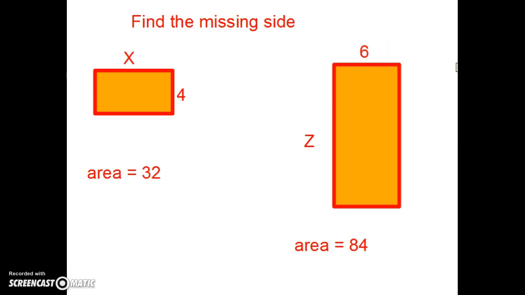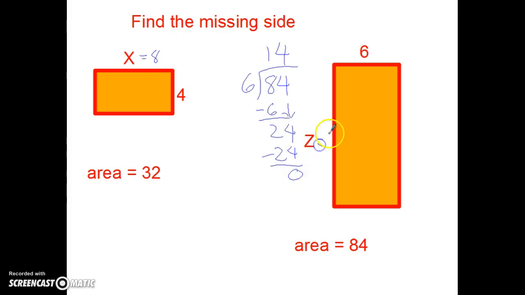Two similar ones for you to try out. 4 times X equals 32, so X has to equal 8. Over here, Z times 6 equals 84. Which means I may have to actually do some work here and go, oh, 84 divided by 6 then. And there's 4 6s in 24. Nothing left over. Oh, so Z equals 14, because 14 times 6 gives me 84.